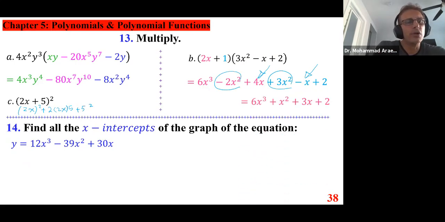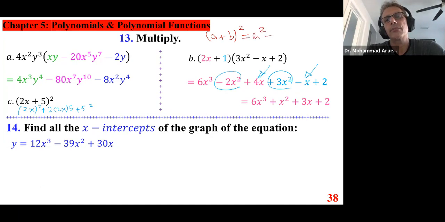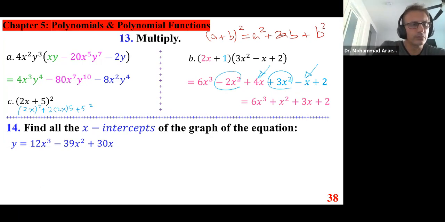As I was saying for part C, and I'm going to remind you, although I just mentioned that (a plus b) squared is a squared plus 2ab plus b squared. That's what we are using here. And we just rewrite the answer, 4x squared. You don't have to take this step. You can do it in your head. Okay, square this one is 4x squared. 2 times the first times the last is 20x, and 5 squared is 25.